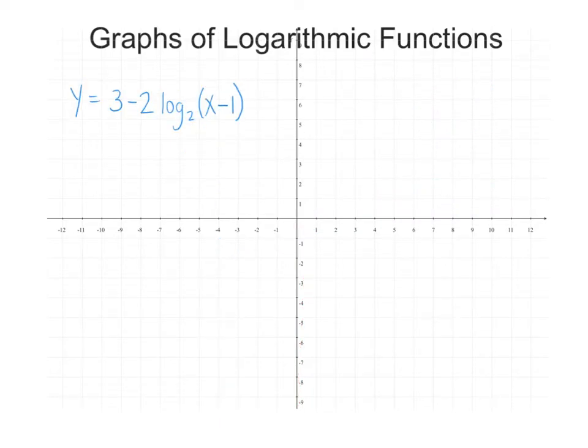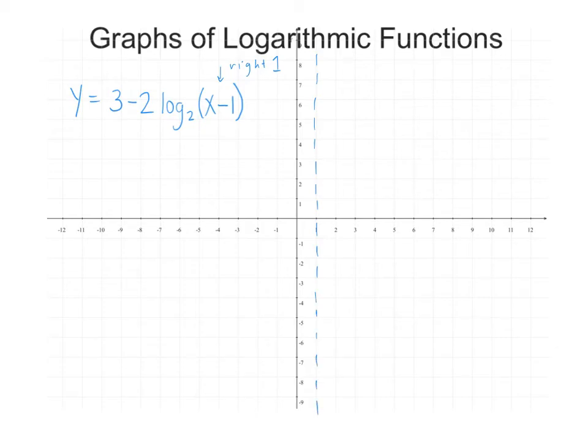Alright, so here's one with a little bit more done to it. The big difference here is that this one is negative 2 log base 2, so that's going to have a vertical flip on it. So let's see, I'm going to start with my asymptote, x plus 1. This is a right 1. So here is my vertical asymptote.